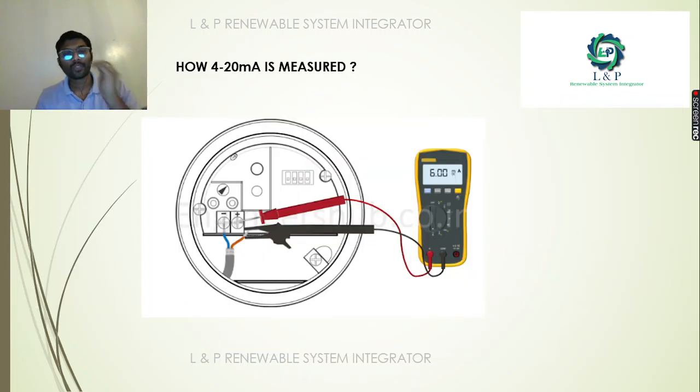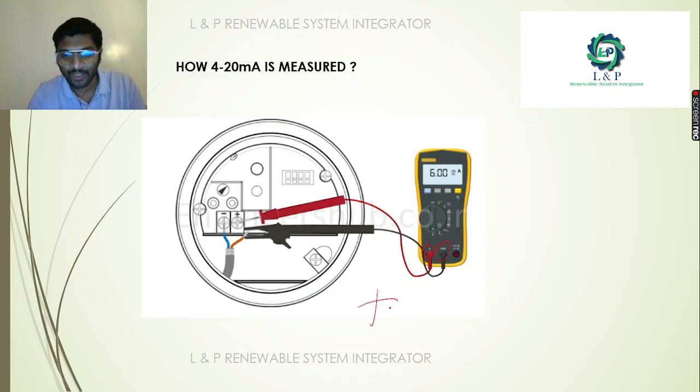As I told earlier, we should know how to measure the 4 to 20 milliamps. Most importantly, connect your probes at the appropriate locations for the current and the common. Connect one of your probes in the positive line of the wire from where you're going to provide your power, and connect your other terminal in the positive line where from the sensor you're going to get the output, so that it is a series connection.